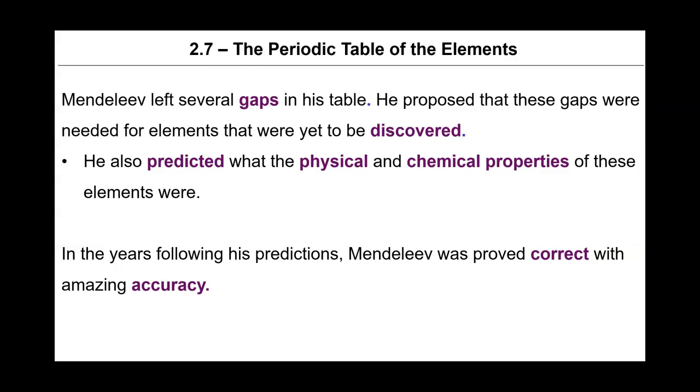Mendeleev also left a bunch of gaps in his table, and this was where there was a sudden jump in properties. And what he proposed was this was where there was an element that had yet to be discovered. In addition to leaving a space for these undiscovered elements, he also predicted what their physical and chemical properties would be. And he was pretty good at doing this.